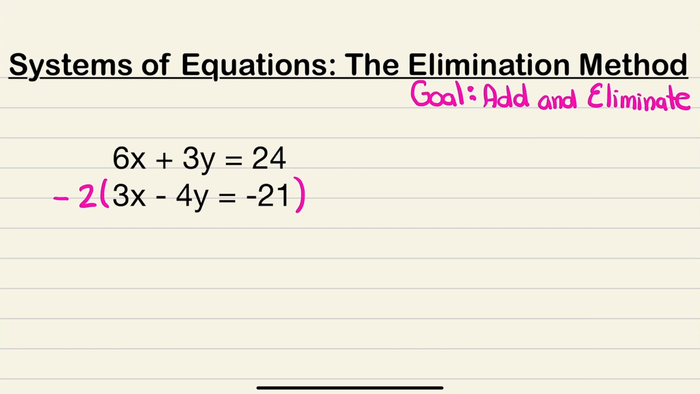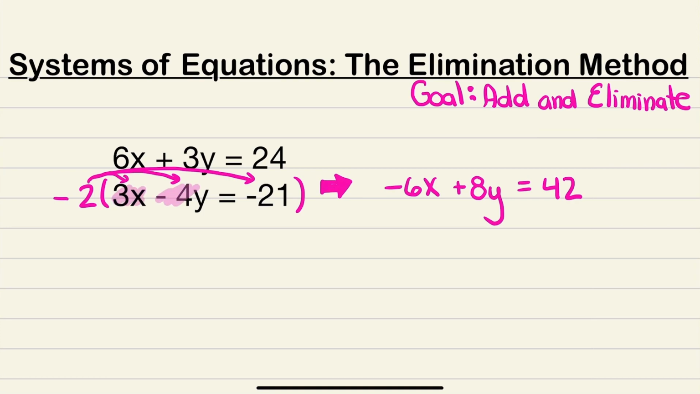So now that I have a negative 2, I'm going to multiply every term of this bottom equation by negative 2. So 3x times negative 2 is negative 6x. Negative 4y times negative 2 is positive 8y. And negative 21 times negative 2 is positive 42. So this whole bottom equation transformed to be this guy because I multiplied it. And I want you to note that I multiplied every single piece of this equation on both sides of the equal sign. And that's how I got all of my expressions over here.